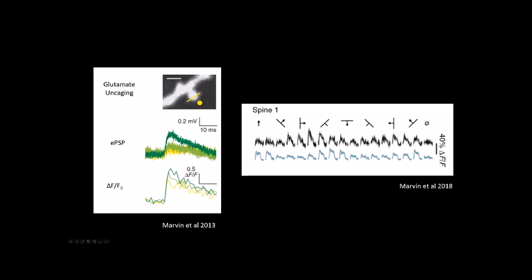And under these conditions, this indicator looks quite nice. It responds on a not too dissimilar time course and with a not too dissimilar amplitude. But of course, glutamate uncaging is not the same thing as synaptic release, and we'll get to that.